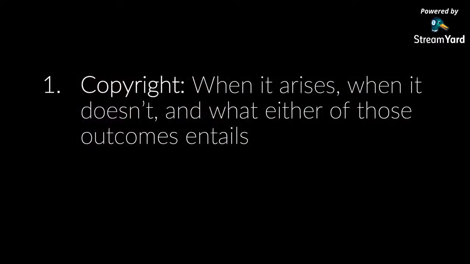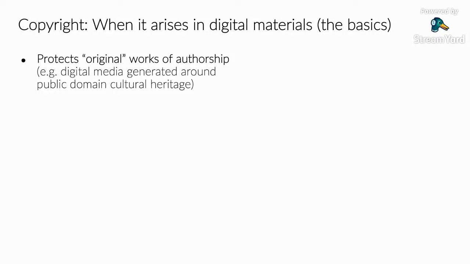So to begin, copyright: when it arises, when it doesn't, and what either of those outcomes entails. A brief introduction into the basics. Copyright protects original works of authorship. Now we'll keep coming back to this, but in our case, we're concerned not about the underlying work at this point, because copyright may actually prevent a work's reproduction in the first place, unless the copyright in the work being digitized has expired and it's in the public domain. So we're just going to assume that this is the case, which means that what we're really focusing on is the digital media that's generated around the public domain cultural heritage.